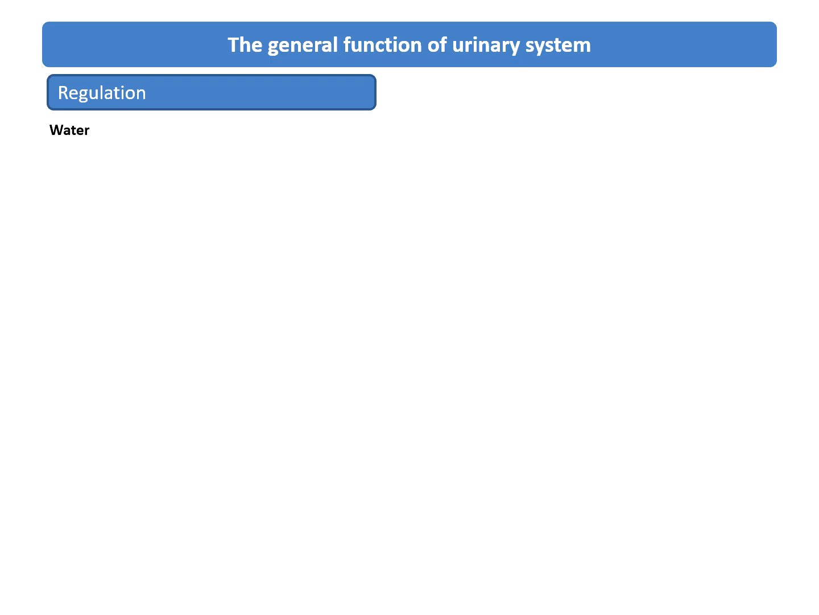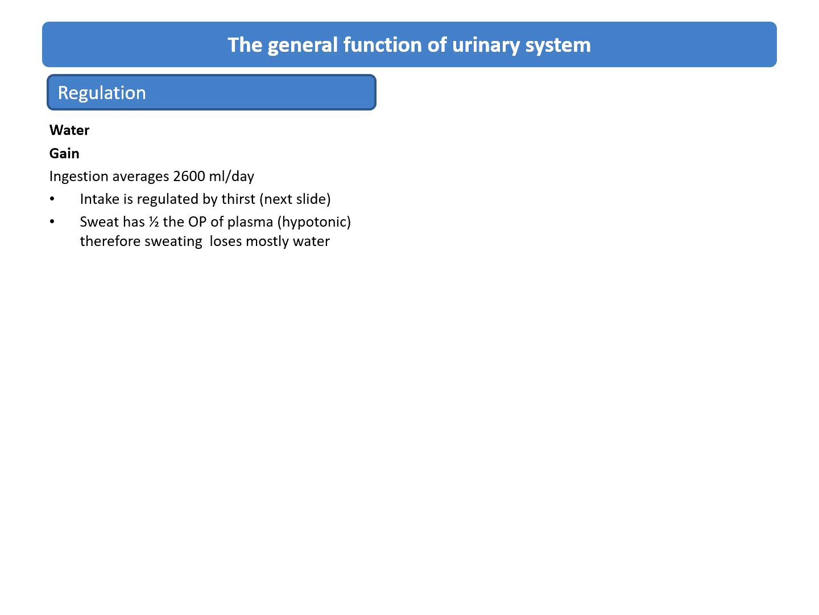Water is one of the important substances that must be regulated. Water is gained through ingestion, and on the average, it's 2,600 milliliters a day. Intake is regulated by thirst. We'll look at that in the next slide.